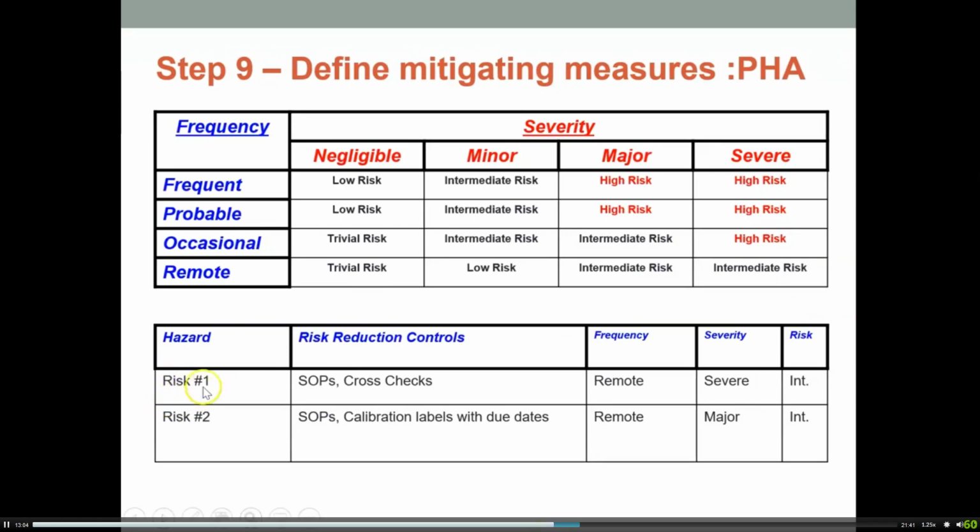This is just an example for a preliminary hazard analysis. If we've got risk number 1, and we had given that a high risk, we need to put in some mitigating measures, so risk reducing controls. What we've done is put in place some new SOPs with tighter controls around it. We've also added in additional cross checks. That is changing our frequency to remote, and our severity is still severe if it happens, but we're more likely to detect it. So our risk is now reduced to intermediate from high.